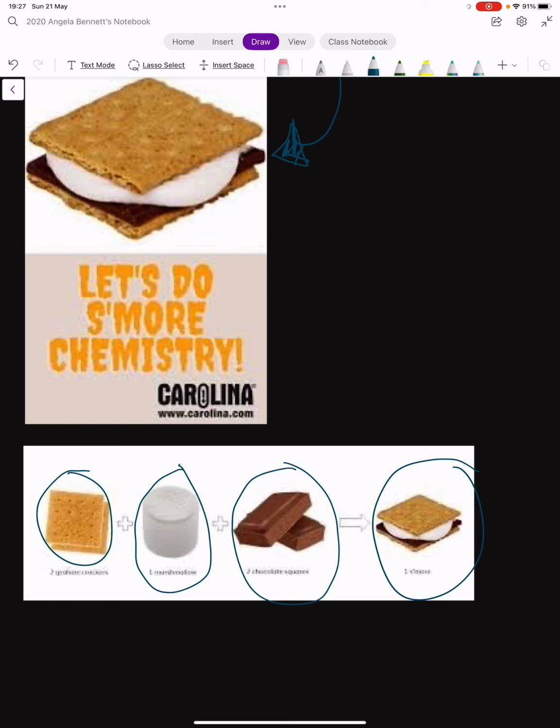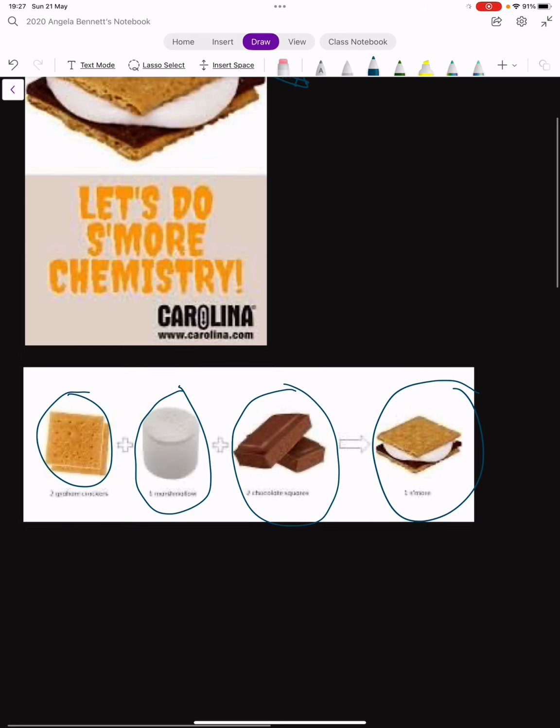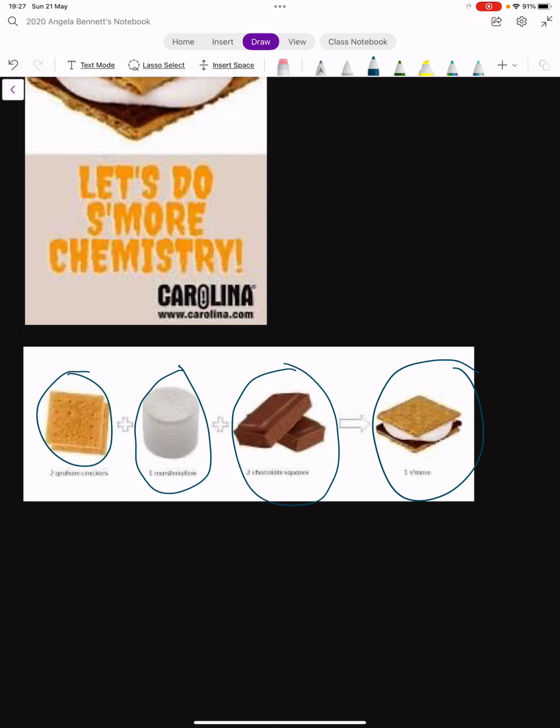So a limiting reactant problem is where we talk about, okay, what happens if I have 24 graham crackers, and we'll just call it GC, and 13 marshmallows, which we'll call M, and 62 chocolate squares. So the question is, how many s'mores will I get?